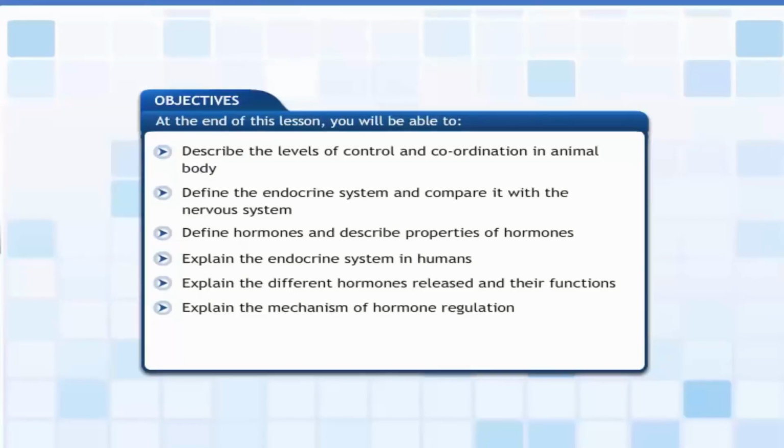At the end of this lesson, you will be able to describe the levels of control and coordination in the animal body. Define the endocrine system and compare it with the nervous system. Define hormones and describe properties of hormones. Explain the endocrine system in humans. Explain the different hormones released and their functions. And explain the mechanism of hormone regulation.